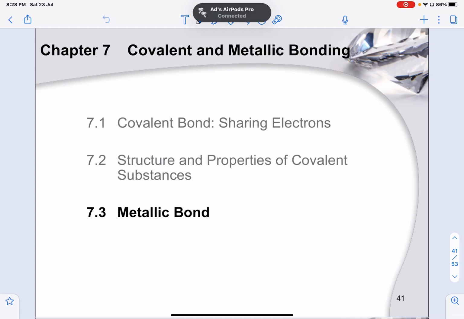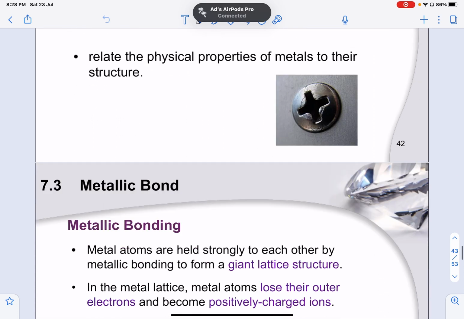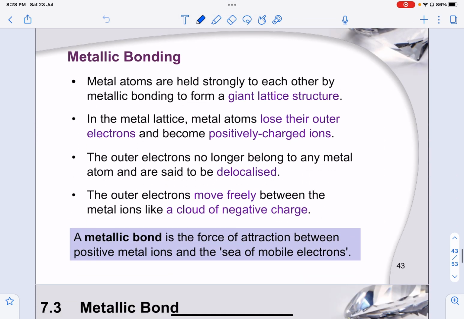Today we'll be talking about metallic bonding continuation. So what exactly is metallic bonding? Metallic bonding involves metal atoms, and these metal atoms tend to be held very strongly to each other by metallic bonds to form a giant lattice structure. In the metal lattice, these metal atoms will actually lose their outer electrons and become positively charged ions.